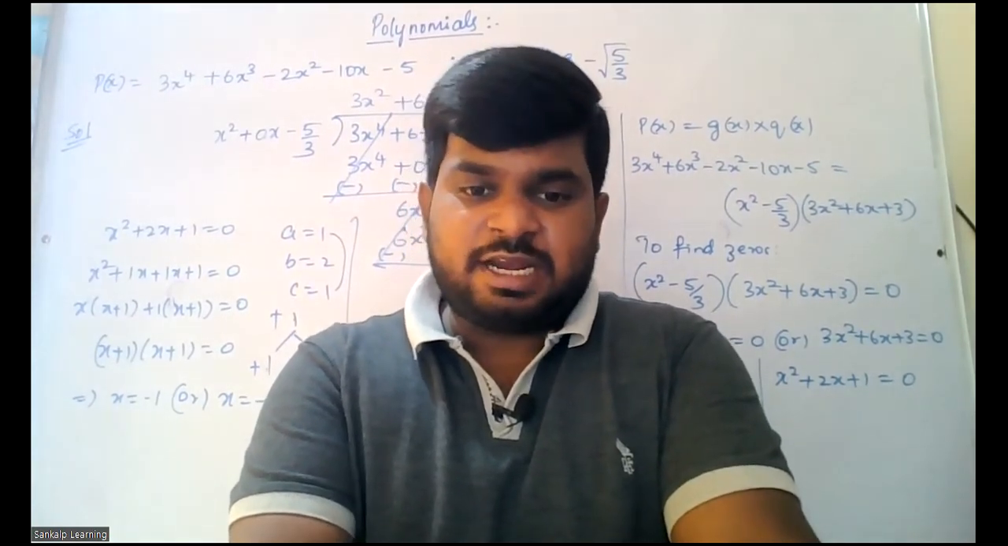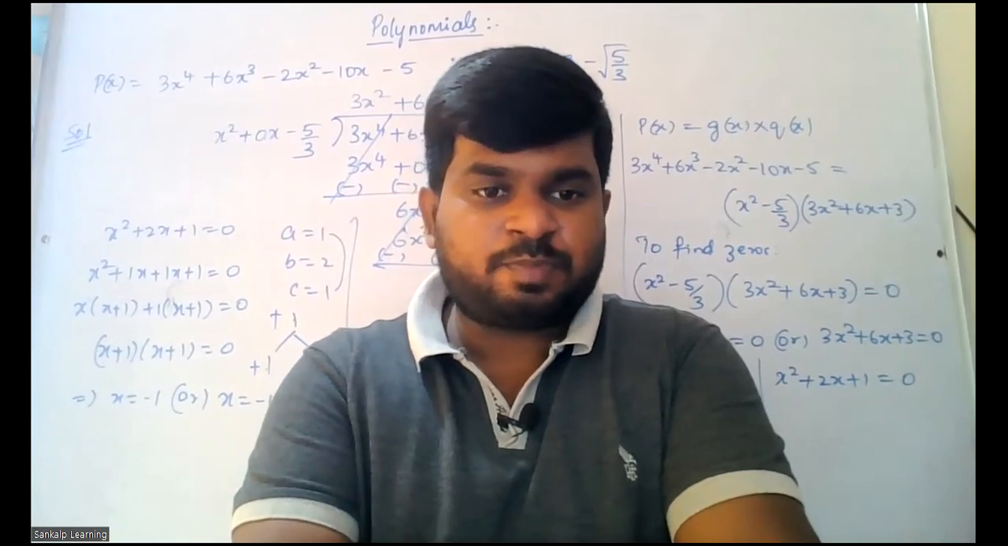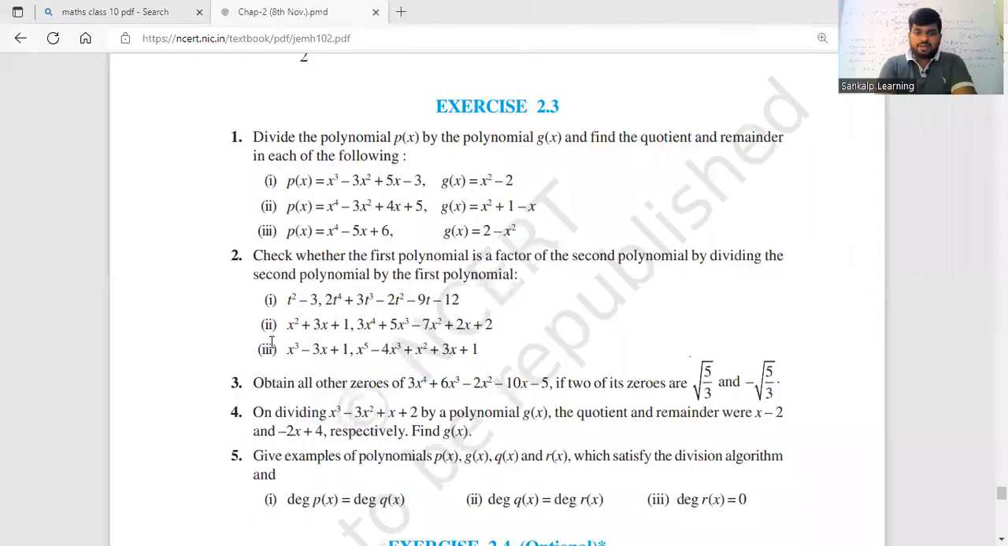Okay. So let's get into the next problem. Here, on dividing x cube minus 3x square plus x plus 2 by a polynomial g of x, the quotient and the remainder were x minus 2 and minus 2x plus 4 respectively. Find g of x. So in the first question, they were giving us p of x and g of x, and they were asking us to find the quotient and the remainder. They have done the reverse here. They have given us p of x, q of x, and r of x. We have to find the g of x. So let's do that.